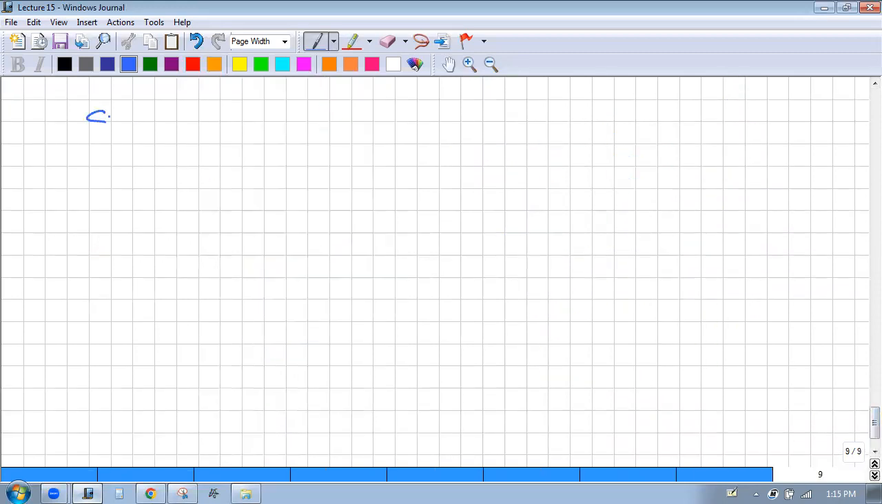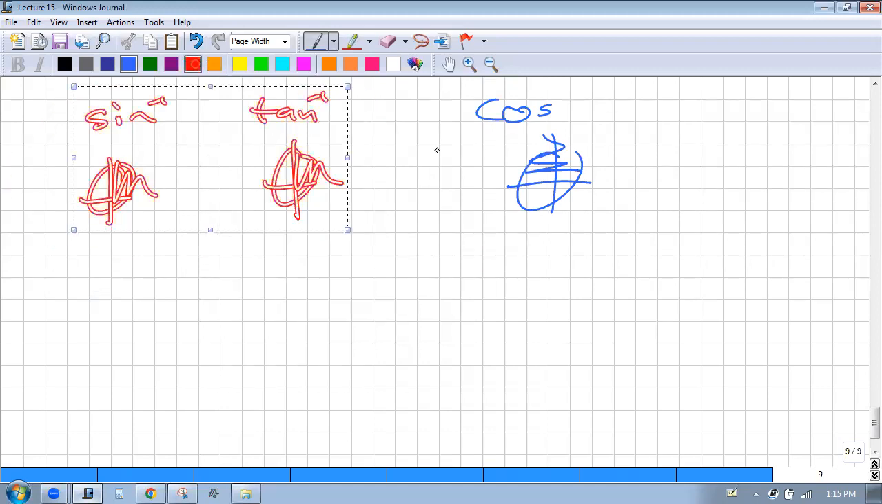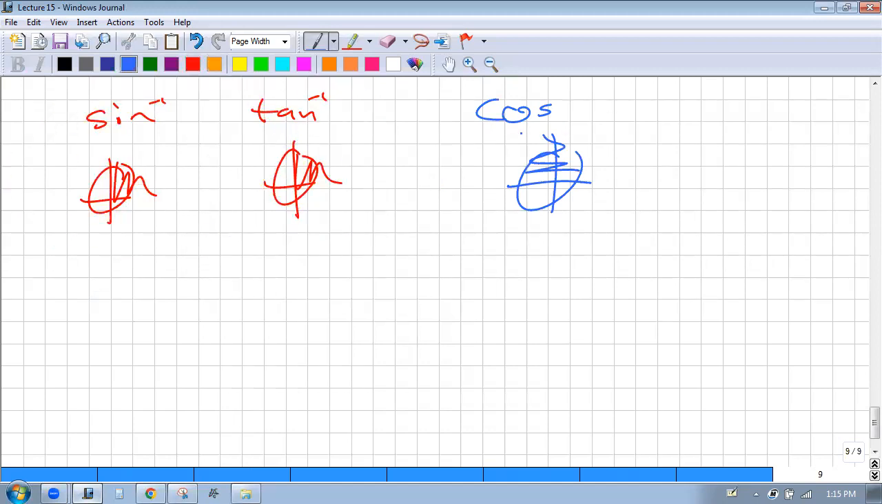So in summary, we have sine and tangent and cosine, right? Right half of the circle, right half of the circle, top half of the circle, right? These are the odd functions. This one's an even function, and that's why, okay? These dudes are symmetric about the origin.